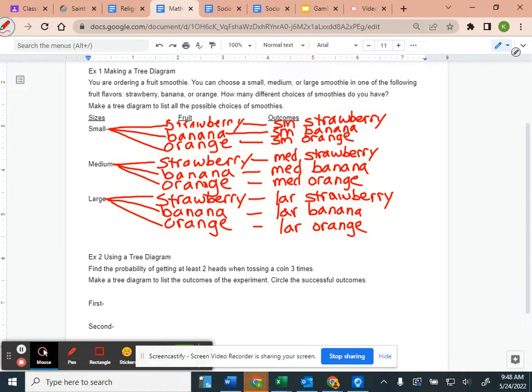How many outcomes do I have? That's my question. How many would there be, Brielle? 9, because I'm going to count them up. 1, 2, 3, 4, 5, 6, 7, 8, 9. So how many different choices of smoothies do you have? You have 9 choices. So to do a tree diagram, you actually have to write it all out.